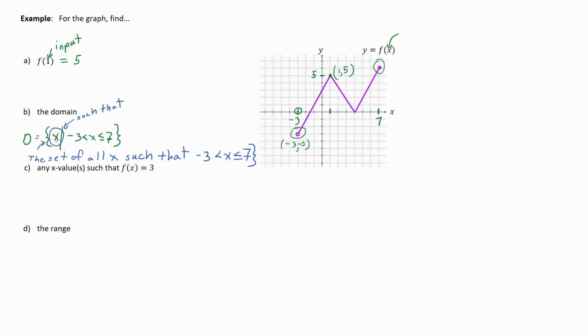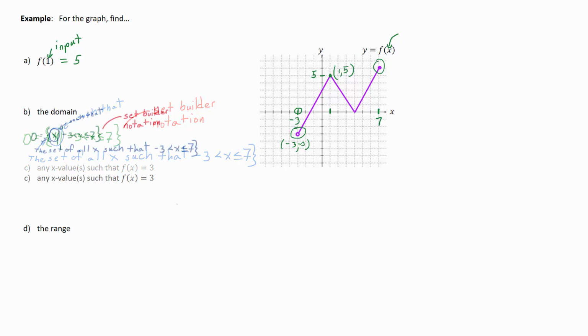So this weird-looking set builder notation means the set of all x such that x is between -3 and 7, not including -3, including 7. That's called set builder notation, and you do have to know that notation for the exam.